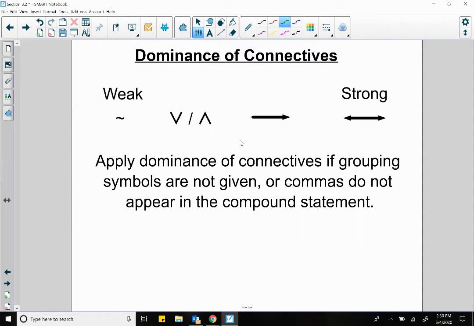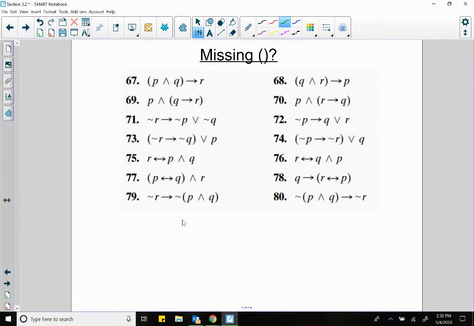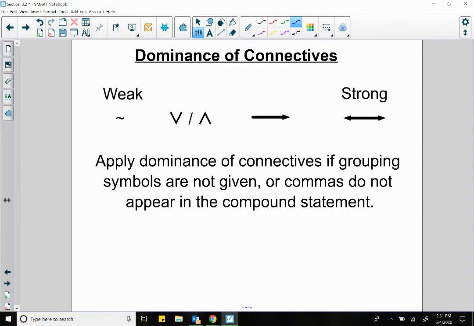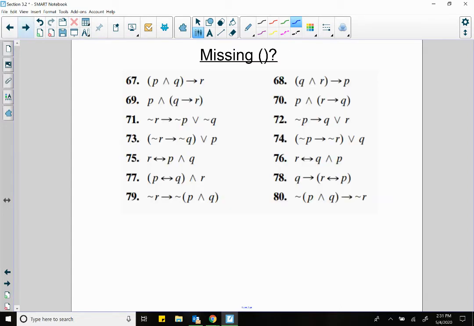All right? So let's do this. I've got two more pages and then we're done with 3.2. There's a lot of information in this, I know. So, the question on this is, are we missing parentheses? Should we be applying this dominance of connectives? Okay. So let's take a look at 69.